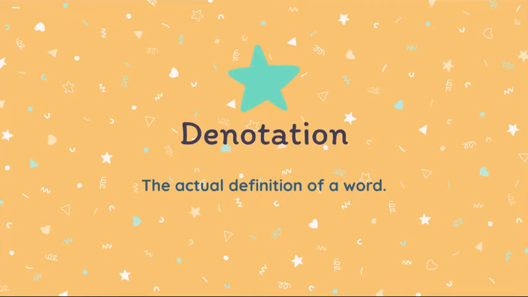Denotation is really just the actual definition of a word. So if I gave you the sentence, a teacher walked into the classroom, you don't really draw anything from that other than the teacher walked in the classroom. There are no feelings attached to it. It's literally just the definitions of the words, right?